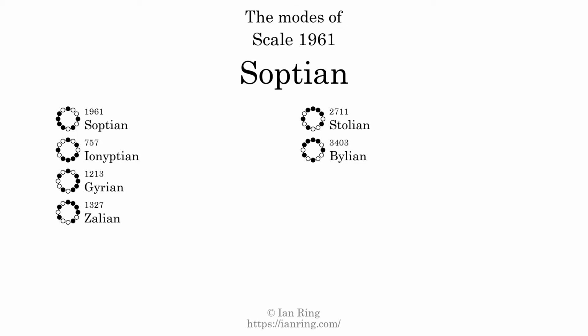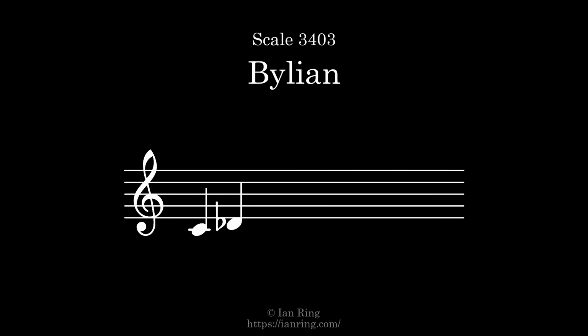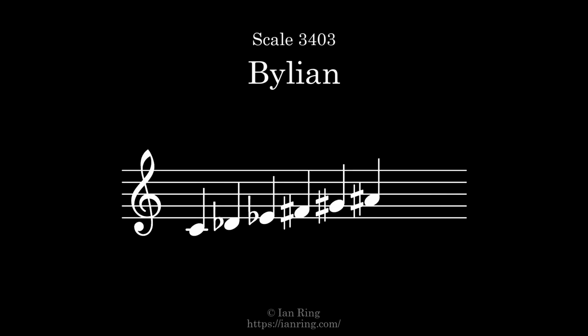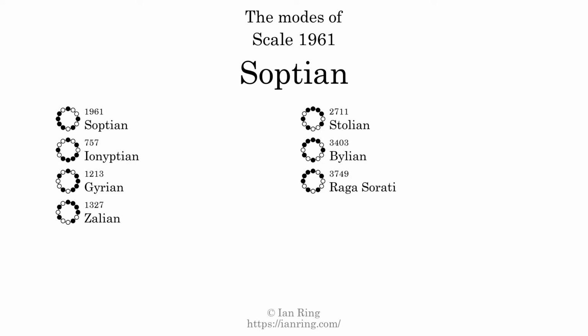The sixth mode is scale 3403, also known as Balian. It sounds like this. The seventh and last mode is scale 3749, also known as Raga Saurati. It sounds like this.